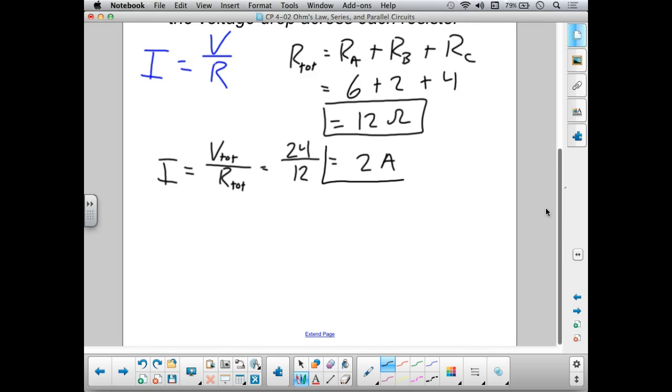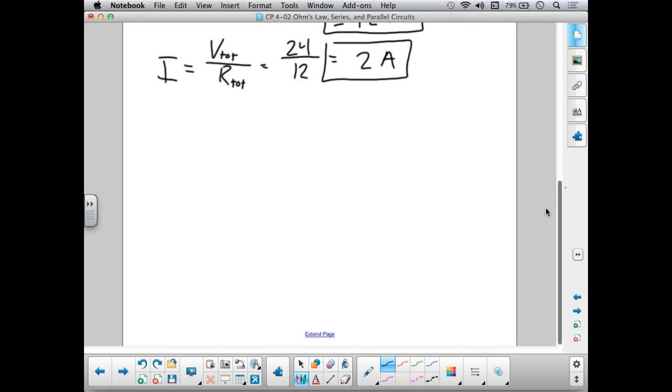Okay, the current is not always going to be 2 amps, but it just so happens in the 2 examples that I made that we had 2 amps flowing through the circuit. It could end up being any number, just whatever the total voltage of the circuit is divided by the total resistance. Okay, last step is we need to figure out what are the voltage drops across each individual resistor.